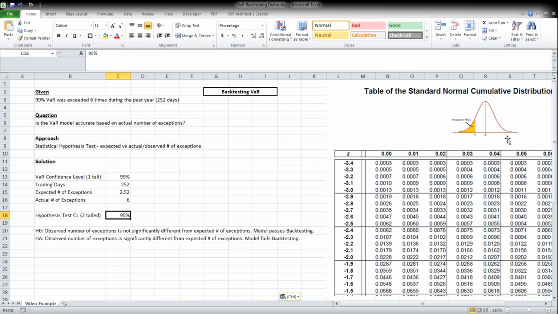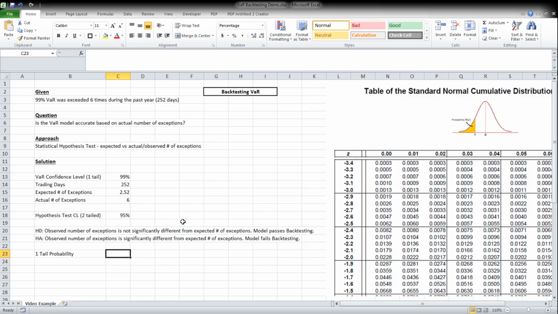So if our calculated z-score falls in the tails, we will reject the null. If our calculated z-score falls within the allowable acceptance region, we will not reject the null, and we will pass the back testing. So how do we find that critical z-score needed for our acceptance region? So first of all, what is the probability of each tail? For a 5% total probability across two tails, the probability of each tail is half of that.